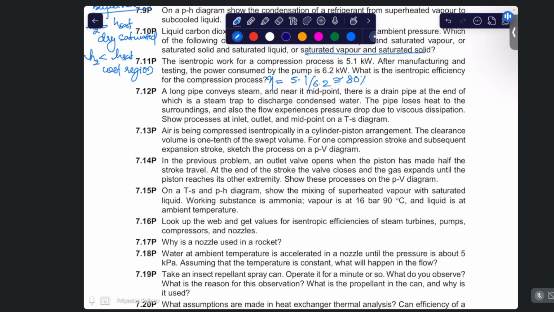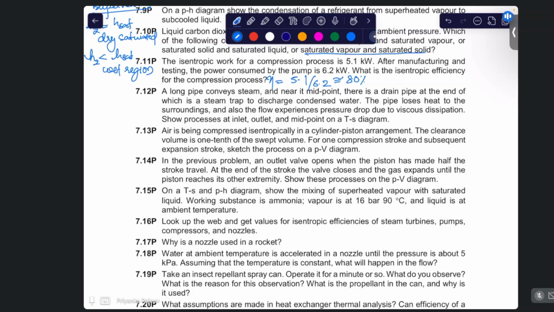Now at the midpoint, what is going to happen is that some water has condensed and the condensate is drained. Okay, then from midpoint to outlet, further heat loss and friction drop will be happening. So there is going to be a continuous drop in pressure and a continuous drop in temperature with a slight increase in entropy. That is going to happen.